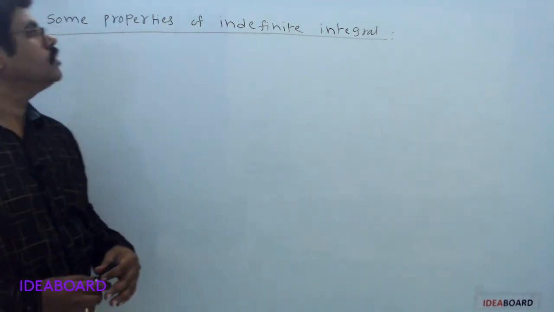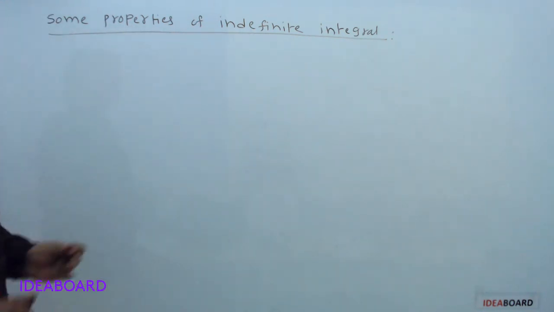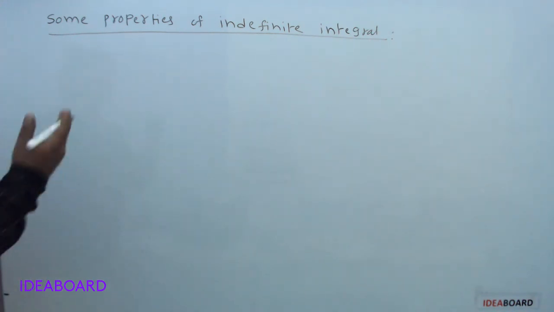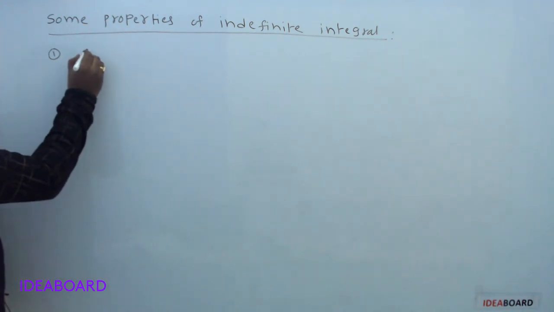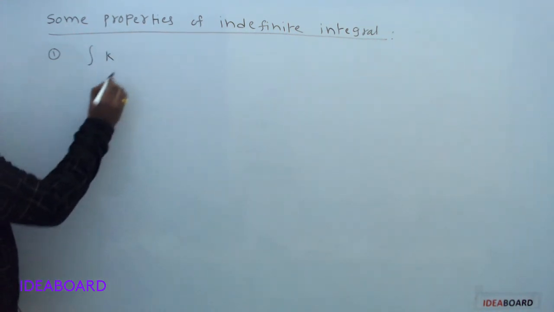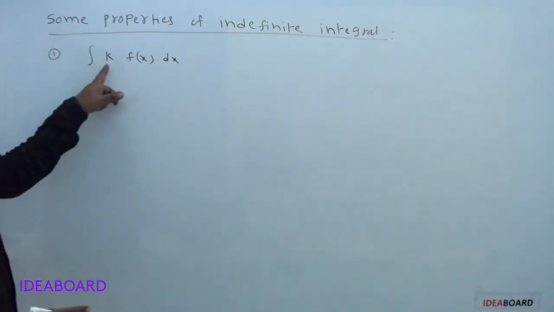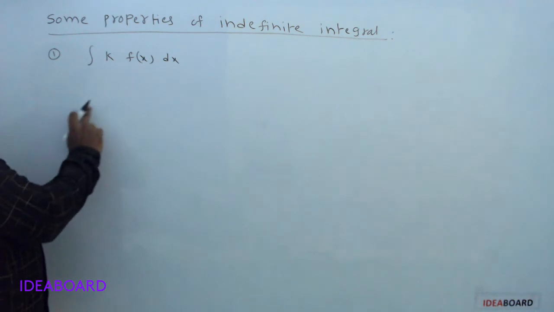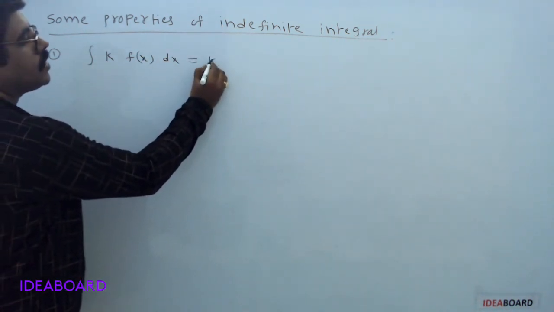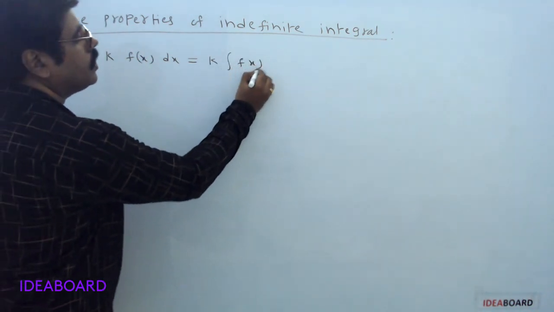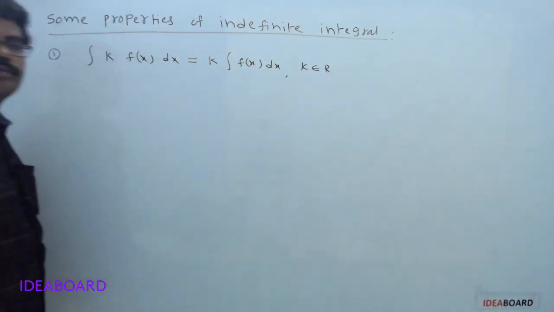Now come to the next concept, properties of indefinite integral. Some properties of indefinite integral. Now first one, integral k into f of x dx. Here k is any real number. Integral k into f of x dx can be expressed as k into integral f of x dx. Here k is any real number.